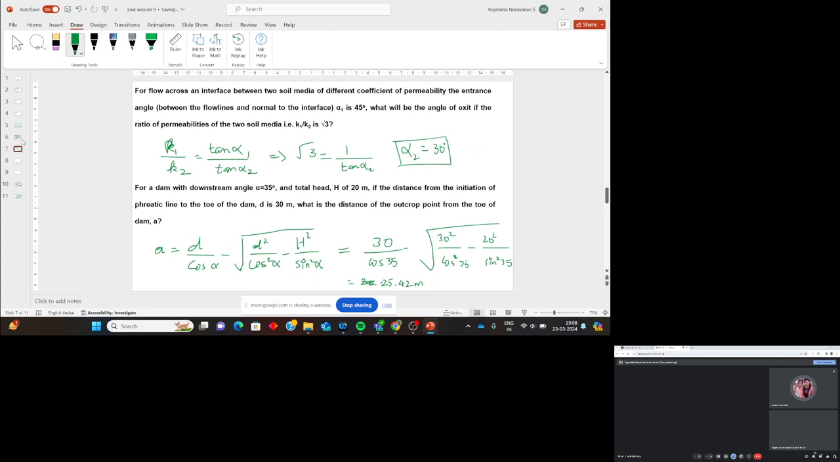Due to the time constraint, I am skipping the derivations. So we'll be continuing this session in the next week also. For that, mostly it will be stresses in the soil. So you can find the slides in the NPTEL account of yours in the problem solving sessions. And if you have any doubts, you can ask in that forum.